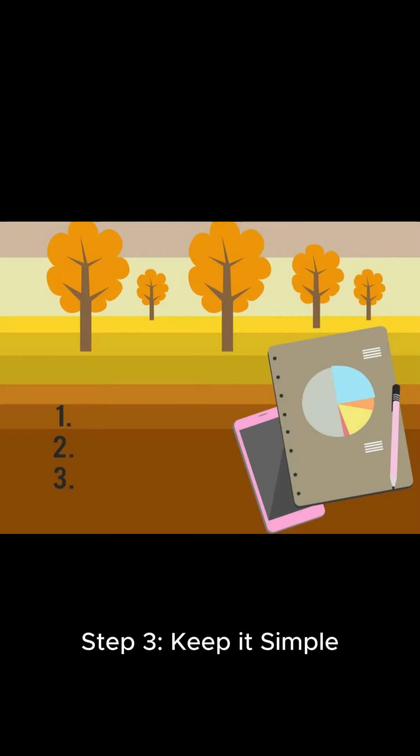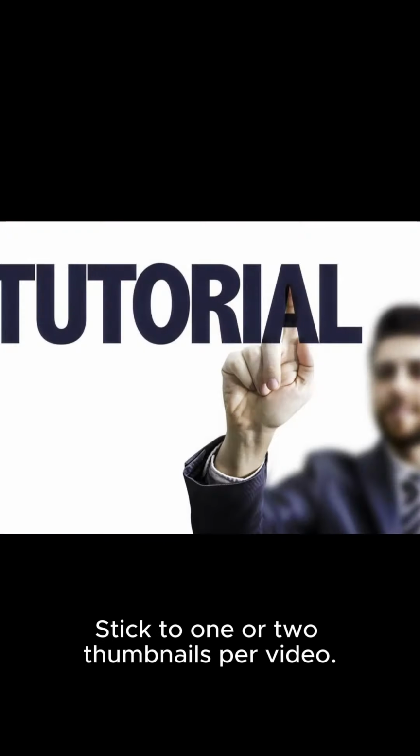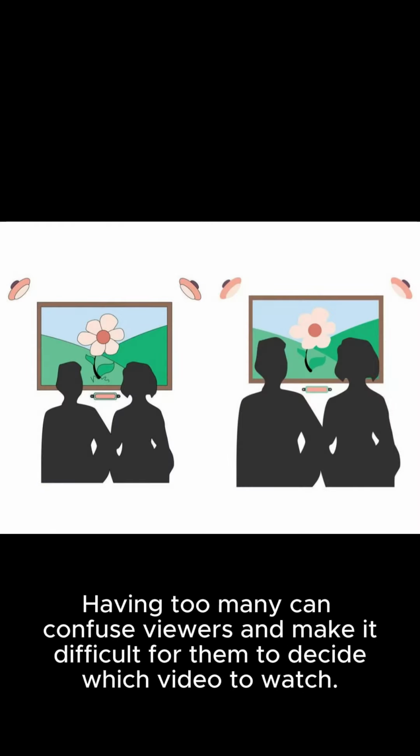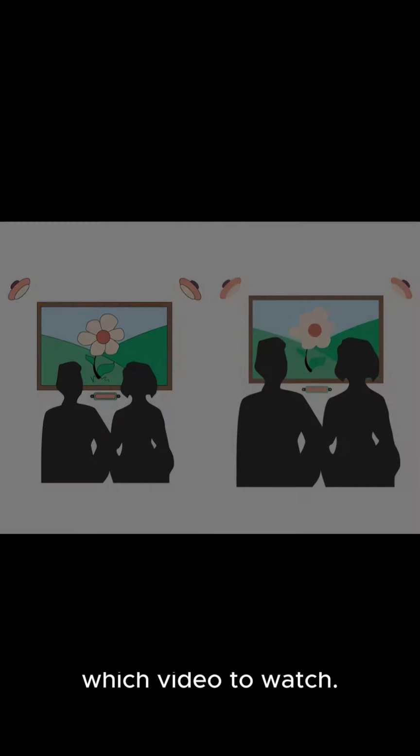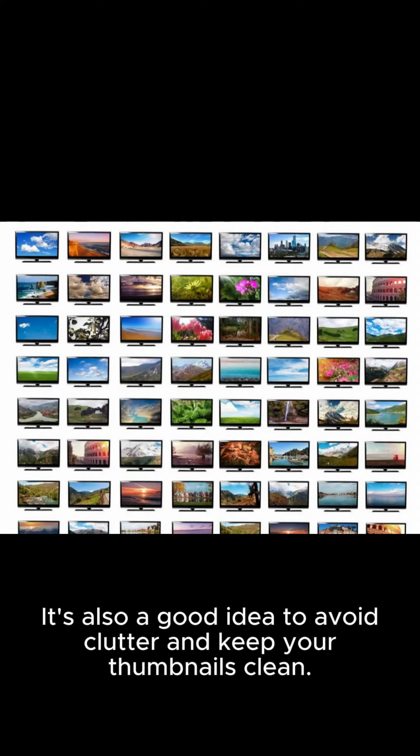Step 3. Keep it simple. Stick to 1 or 2 thumbnails per video. Having too many can confuse viewers and make it difficult for them to decide which video to watch. It's also a good idea to avoid clutter and keep your thumbnails clean.